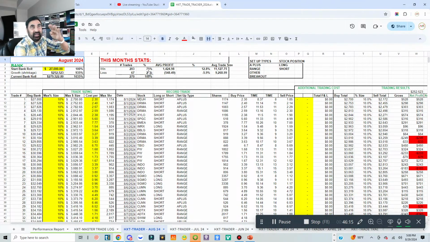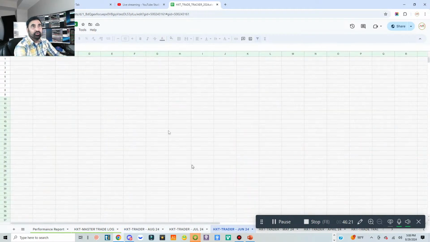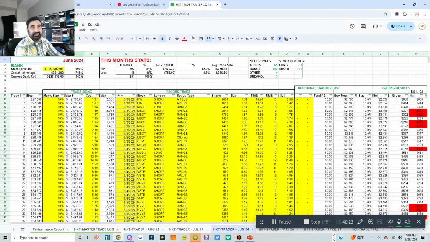And we are actually bouncing back because we had a horrible 2-3 weeks where we had tons of losses. Go back in June. Look at this. This is consistent. 203 trades, 81 wins. Average winning is $1,170. Average loss is $758 and only 19%. Average loss is 8.6%. Average gain is 12.9%.